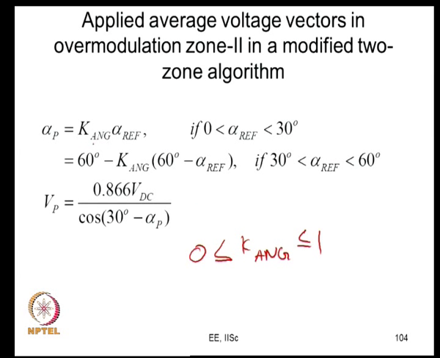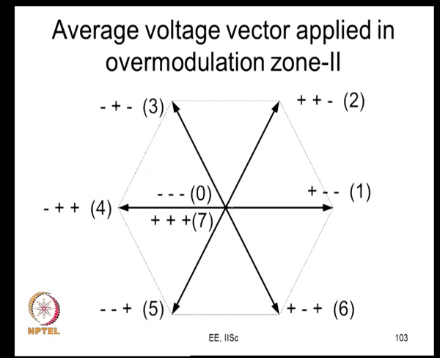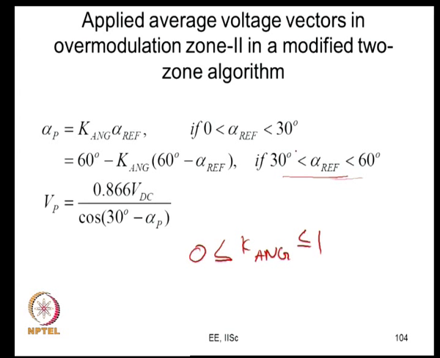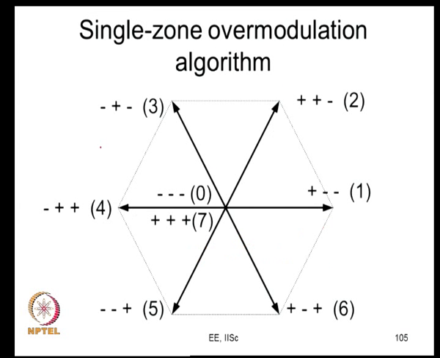Now, let us say k ang is a fraction. So what happens? All the vectors in the first half get pulled closer to active vector 1. Again, all the vectors in the second half of sector 1 get pulled close to active vector 2. So I will have many of my vectors like this: the first here, and again this will be more sparing here, and in between it will be sparing. This is how the vectors will be, and this is actually a modified 2 zone algorithm. You can reduce k ang from 1 toward 0 to achieve 6 step mode. At 0 you will achieve 6 step mode. One advantage you will get is that k ang and the fundamental voltage vary more or less linearly in this.